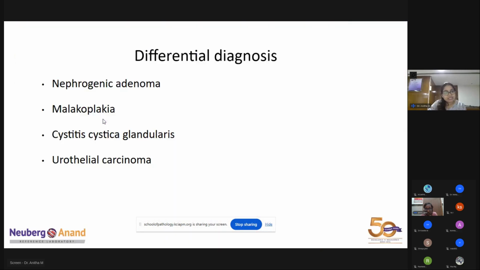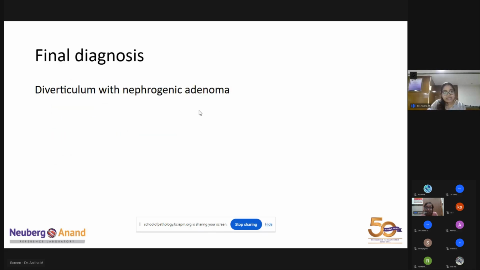But the differentials we had received were, along with nephrogenic adenoma, malakoplakia, cystitis glandularis, and urothelial carcinoma. So urothelial carcinoma we can exclude because there is no double lining. More than one lining should be there, and some atypia should be there. Nothing is there in this section. And cystitis cystica glandularis should show mucoid kind of cells. Intestinal or mucoid kind of cells should be seen. Those are not appreciated in this. And as you had explained, malakoplakia, there are no definitive sheets of cells. Histiocytic aggregates were not seen. So the diagnosis was diverticulum with nephrogenic adenoma.